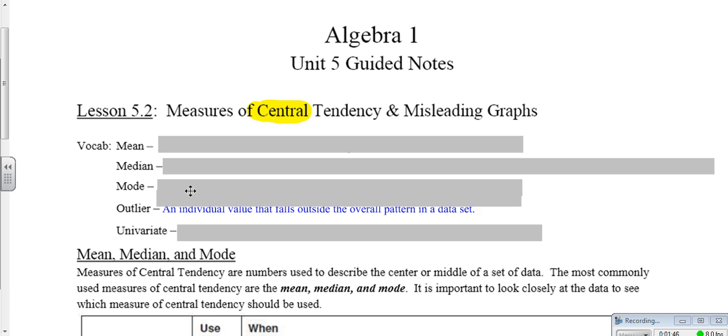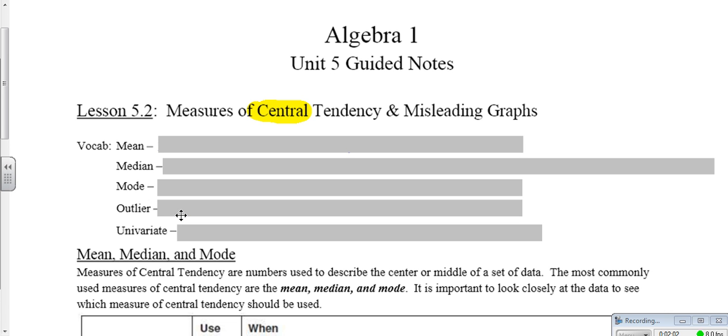Outlier, an individual value that falls outside the overall pattern in a data set. Okay, so if it's not the same compared to the rest of them. So if you have a group of data and one stands out, then it's called an outlier. So we'll take a look at what that means also. And outliers, very important point here, do affect the average or the mean. Okay, they don't affect medians or modes though.